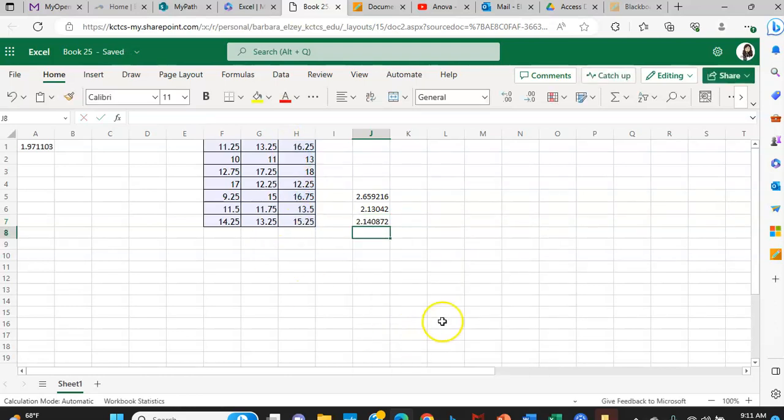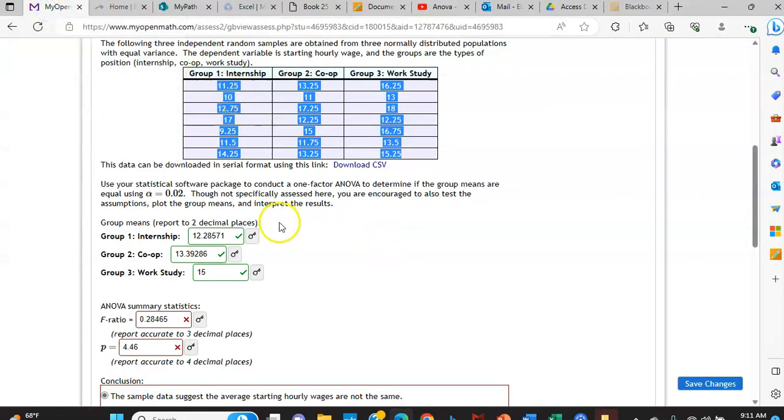And of course, back here originally, you already had the means. So I'm going to write these down. For our first group, the mean X bar 1 is 12.2857. We'll go back and get its corresponding standard deviation. Our second mean was 13.392886, and our third mean was just 15. Did that have no decimals? I guess it didn't. Okay.